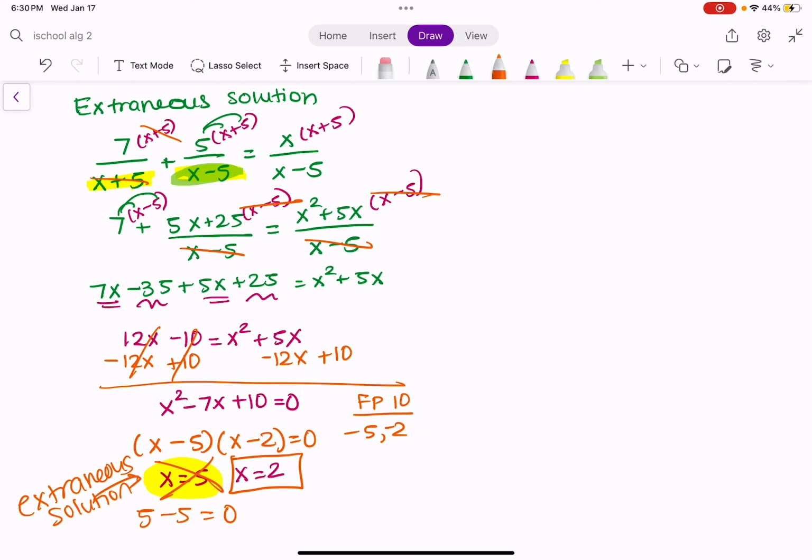Oh my God. Okay, that was a lot. But those are just 3 kind of examples of different types of problems that you may see. Do the practice, then we're done with this.